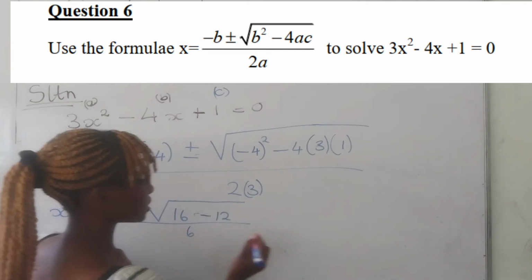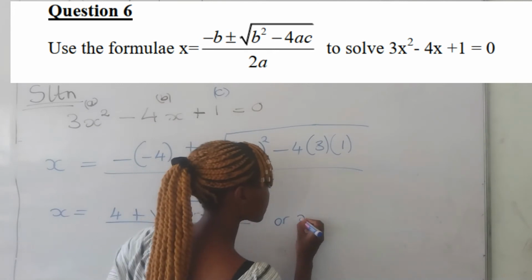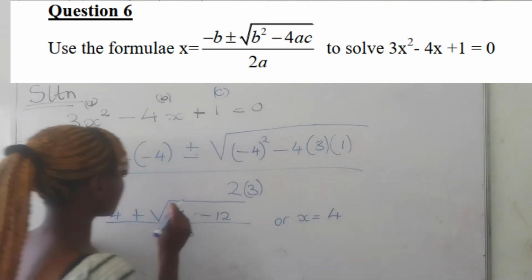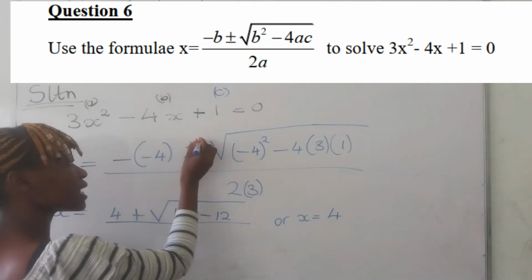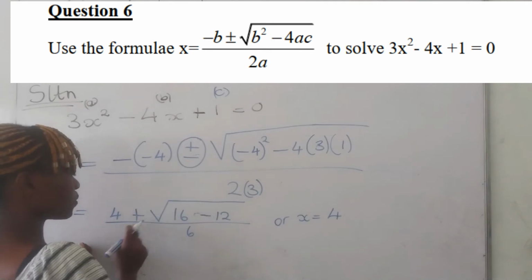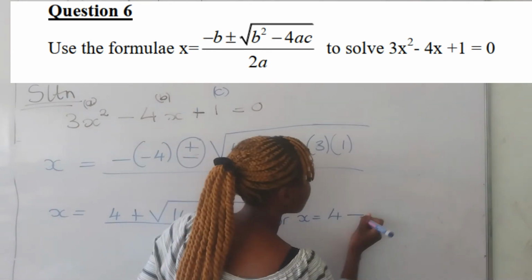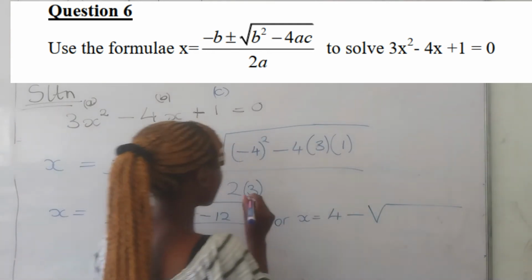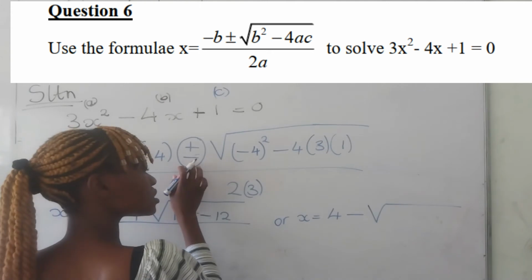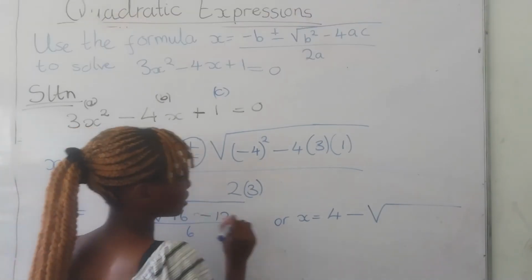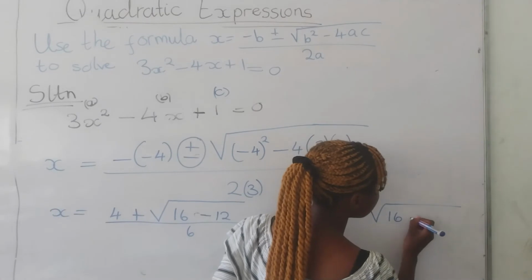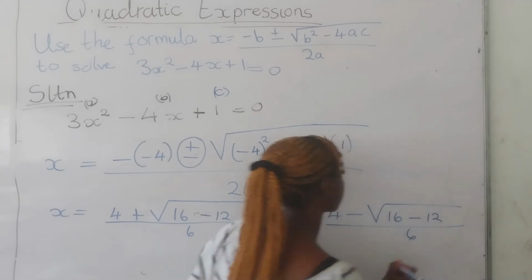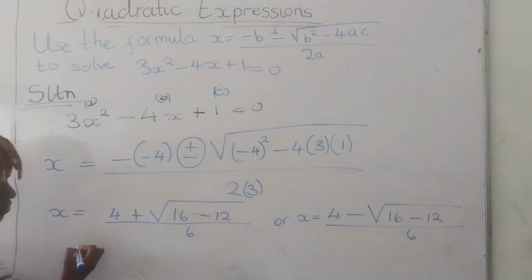This is for the plus, or x is equal to, we write again 4, but now this part we put the negative, since I said it's the plus and the minus. We put for the plus and you put for the minus. Minus root of. So this sum is just the same, but it differs on the plus and the minus, okay? So here we get 16 minus 12 over 6. That's just how it's going to be. We simplify.